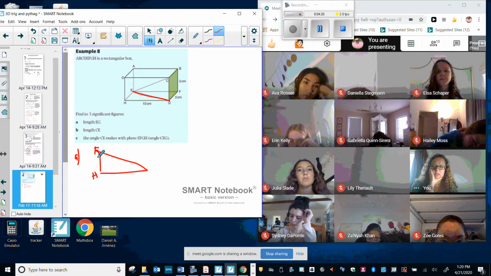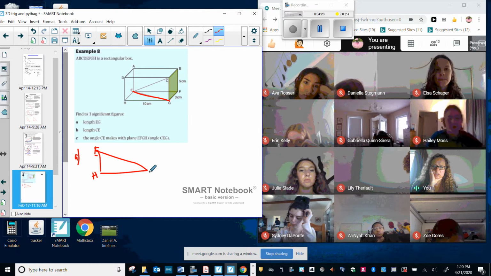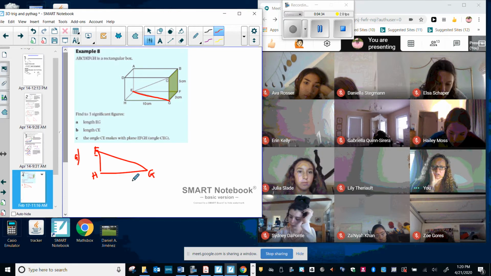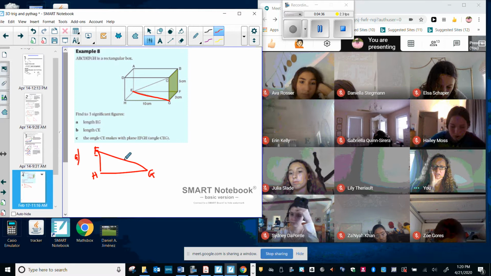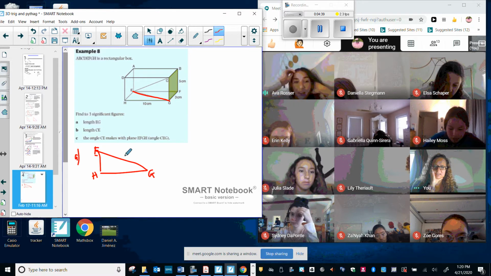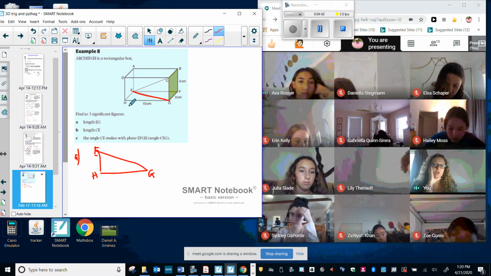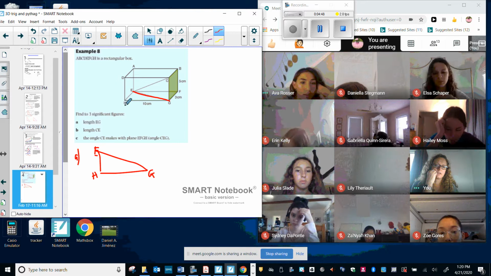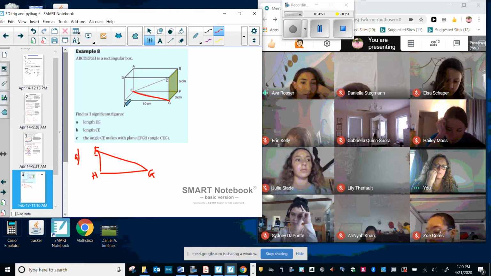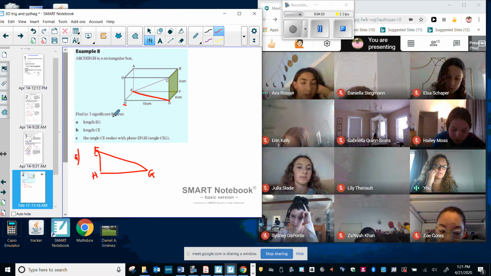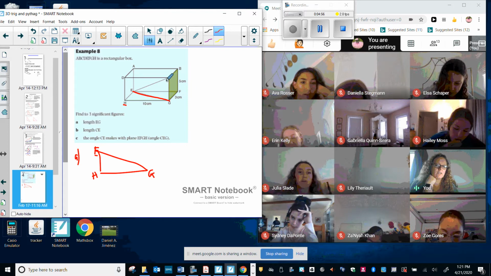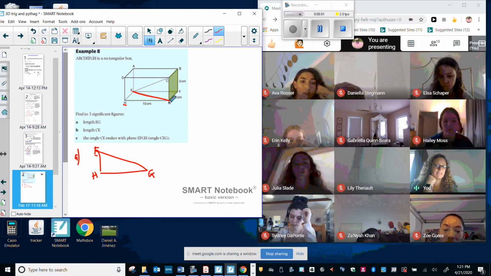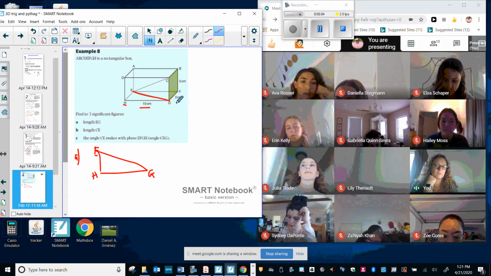Ava Rossa, which other letter could I have used if I hadn't used H? C? No, not for length EG. F? Yes. Okay, so we used H, but we could have used F because it's the other side of it. The reason I said no to C is because we don't have enough information to be able to use that to help us. Because we need to find this length, we've got this one and this one already.